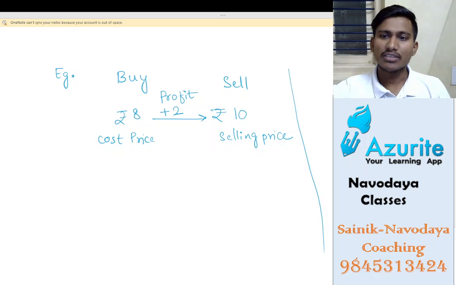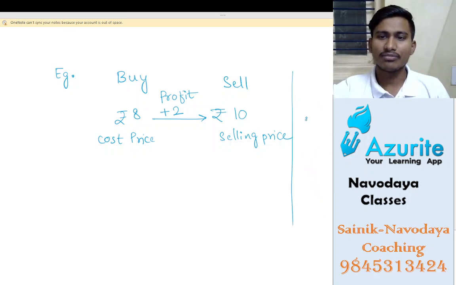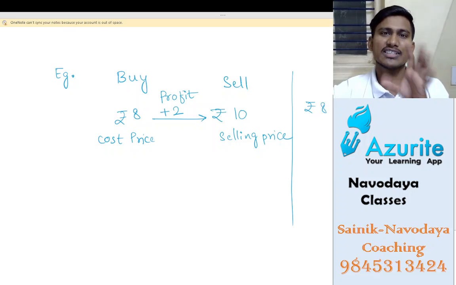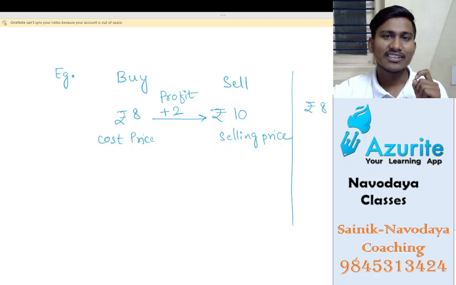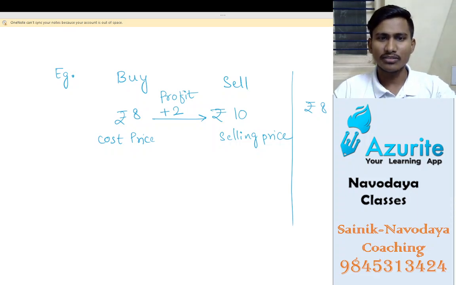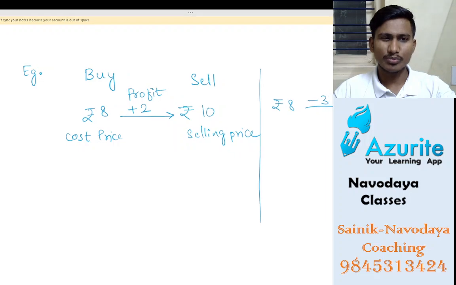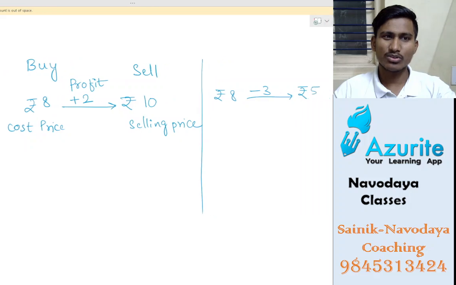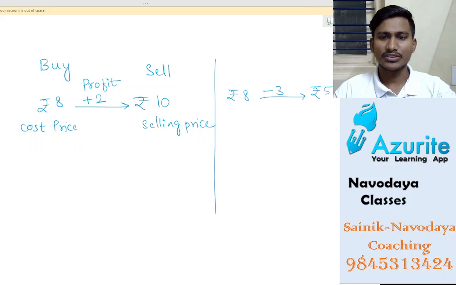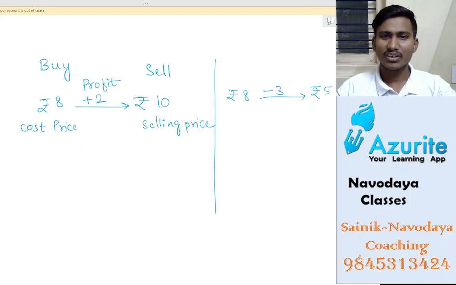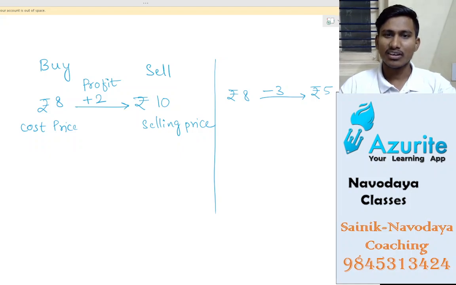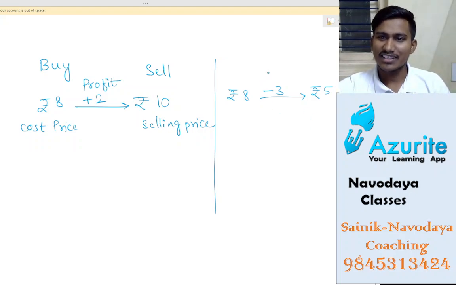Okay. If you can't sell your 8 rupees pen for that price, and you are giving a discount, that is 3 rupees less, it will be sold for how many rupees? 5 rupees. It will be sold for 5 rupees. That is your loss. 3 rupees loss. So that is your loss. So that is how you have to find the profit and loss.